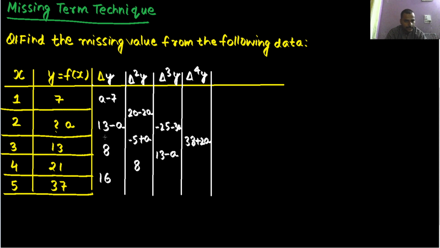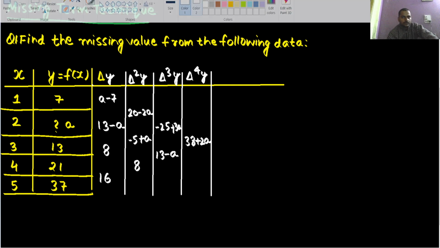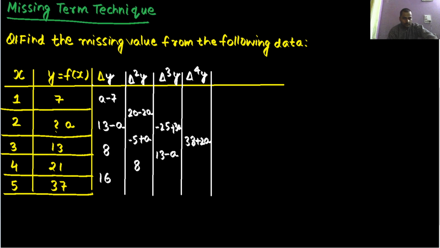So let's check our calculations once again. Initially we had a minus 7, then 13 minus a, then this would give you 8, and this will give you 16. Then 13 minus a minus 7, and 13 plus 7 is 20. Then 8 minus 13 is minus 5, plus a. Then 16 minus 8 is 8. Then further minus 5 minus 20 is minus 25, and here it will be a plus 3a. So this made some sort of a difference, and we'll have to look forward to this.